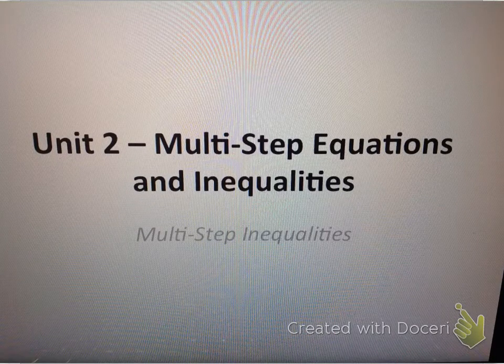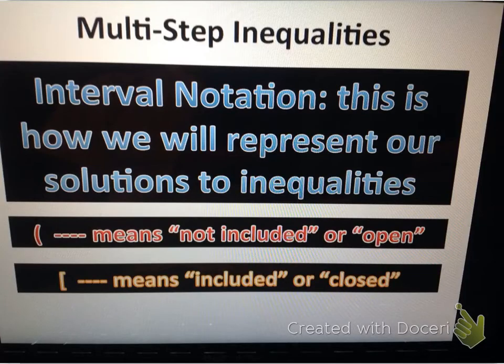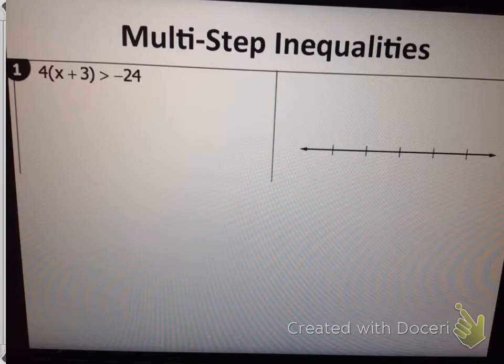Today we're going to be talking about multi-step inequalities, which is a continuation of Unit 2, multi-step equations and inequalities. Just a couple of things to address at the beginning of this. The first thing is we're going to be writing our answers in interval notation, and I'm going to show you what this looks like. But we're going to be using parentheses to represent numbers that are not included, or open circles on graphs, and we're going to be using brackets to mean numbers that are included, or a closed circle on a graph. Now, this first problem should look really familiar to you.